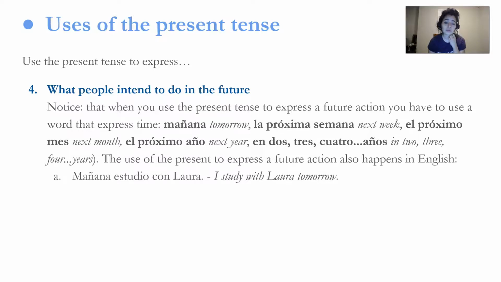Mañana, tomorrow, la próxima semana, next week, el próximo mes, next month, el próximo año, next year, en 2, 3, 4 años, in 2, 3, 4 years. The use of the present to express a future action also happens in English. So for example, mañana estudio con Laura. I study with Laura tomorrow.